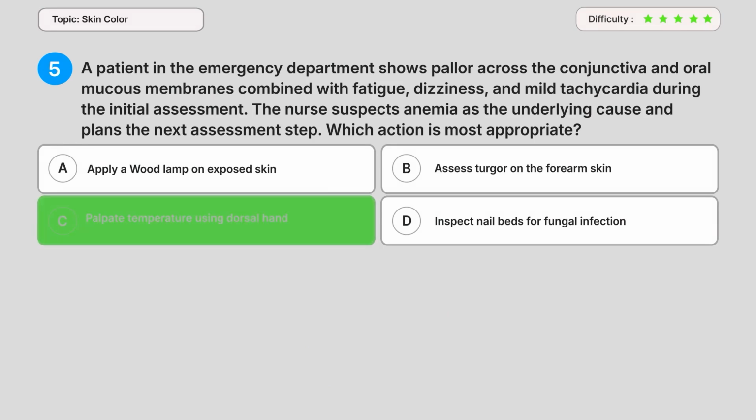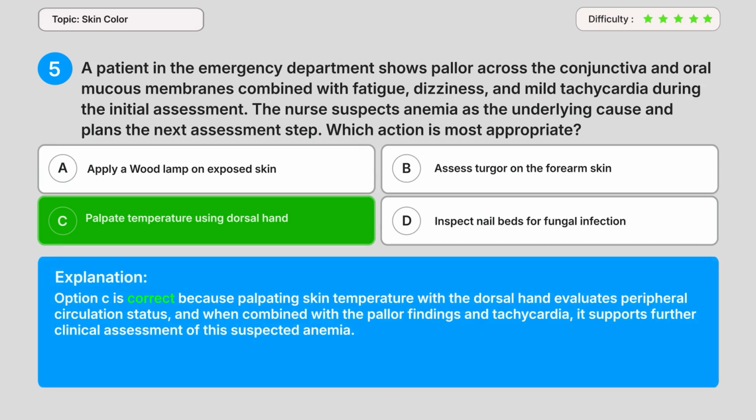Correct answer, C. Palpate temperature using dorsal hand. Explanation. Option C is correct because palpating skin temperature with the dorsal hand evaluates peripheral circulation status, and when combined with the pallor findings and tachycardia, it supports further clinical assessment of this suspected anemia.